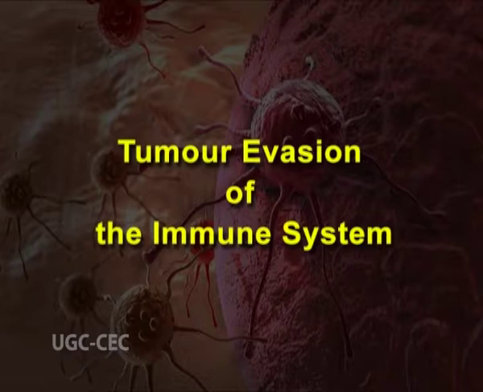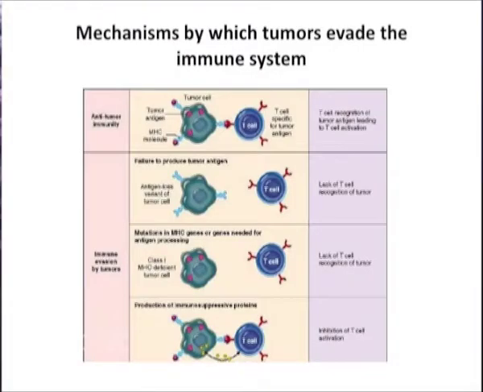Tumor evasion of the immune system. Antigens on tumor cells are recognized by the cells of the immune system and eliminated, but still a large number of people suffer from cancer every year. This clearly indicates that tumor cells possess mechanisms to escape from the immune system.